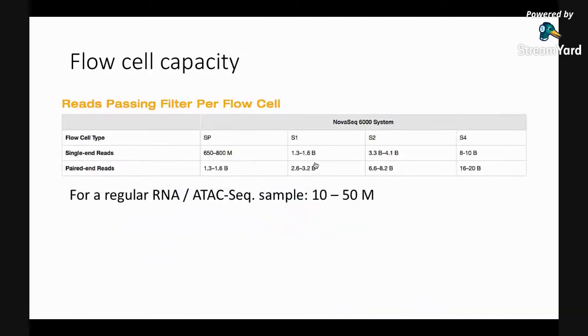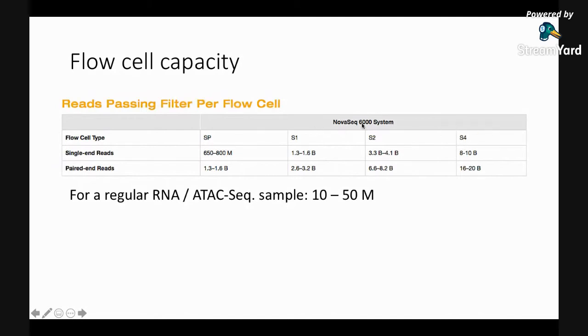So the question is, why do you want to sequence many samples together? Why not just sequence one sample independently? That's because the capacity of a single flow cell is very big. Currently, if you look at NovaSeq, there are different machines. NovaSeq is a kind of machine. HiSeq is a kind of machine from Illumina, and then there are different versions of it.